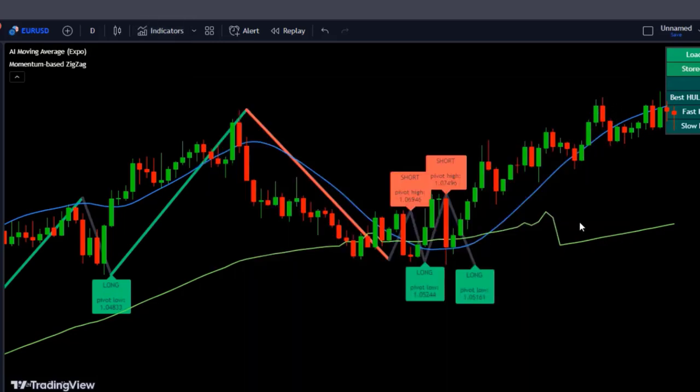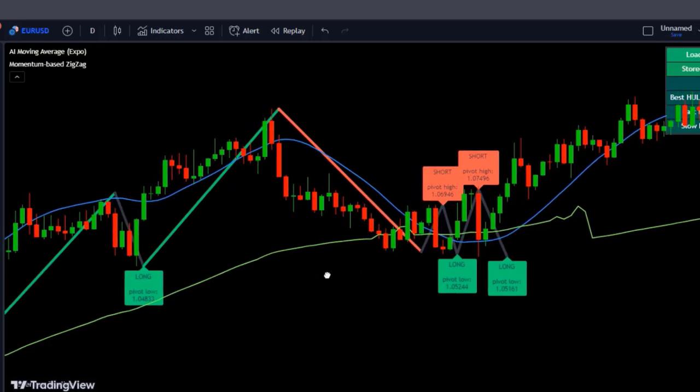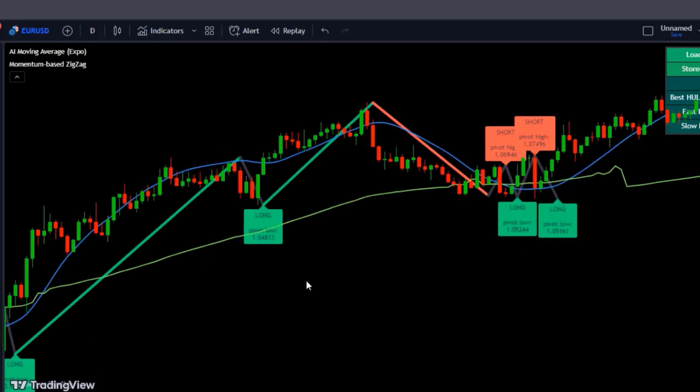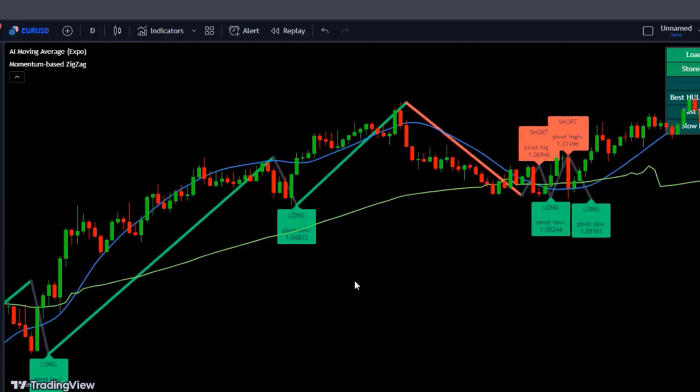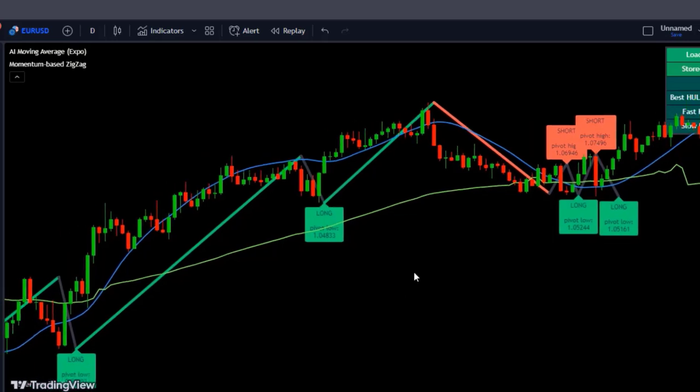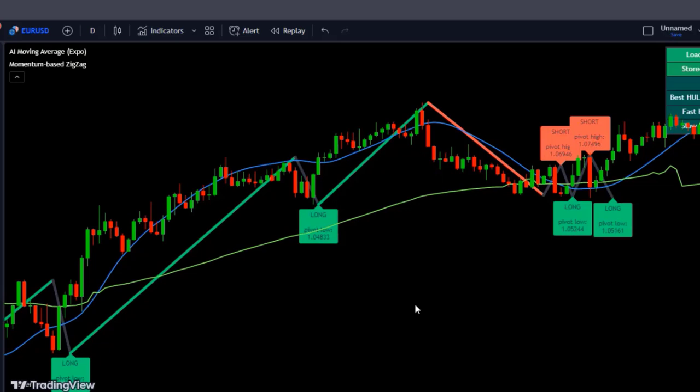The momentum-based zigzag indicator is a technical analysis tool that combines the principles of momentum and the zigzag pattern to identify potential trend reversals and trading opportunities in the market. The zigzag pattern is a series of consecutive up and down price movements that form a series of peaks and troughs. This pattern helps identify price trends and reversals in the context of the momentum-based zigzag indicator. The zigzag pattern is created based on momentum calculations.